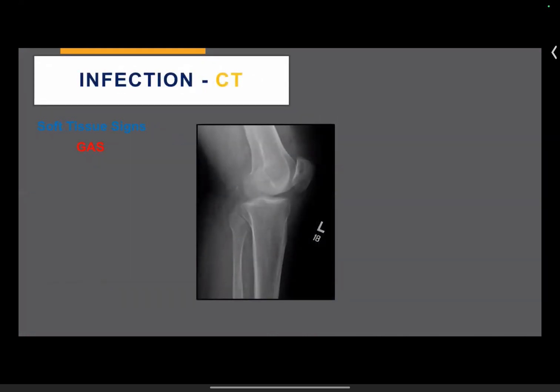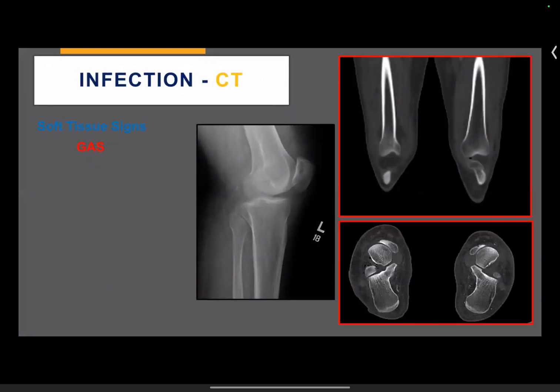Again, just the same cases. This was a case which I'm just sharing because this patient again was diabetic. There was some gas there. On CT, we found it, and you can see there's gas in one side, but there's also gas in the sinus tarsi and subtalar joint on the other side. This patient had necrotizing fasciitis, and he had to undergo above knee or below knee amputations.